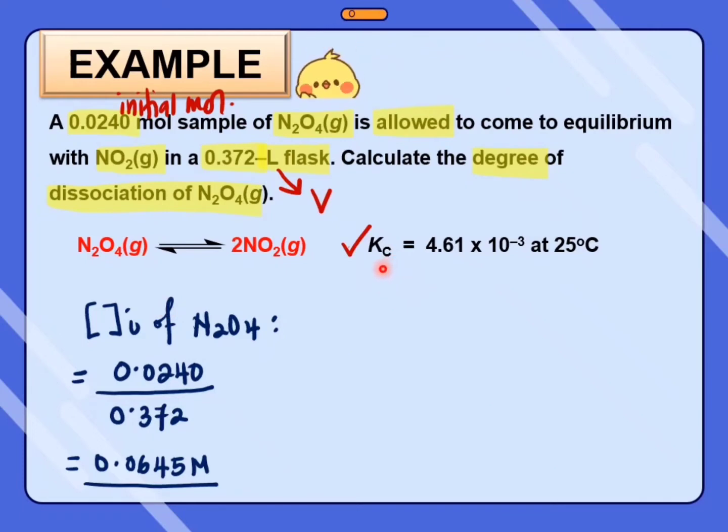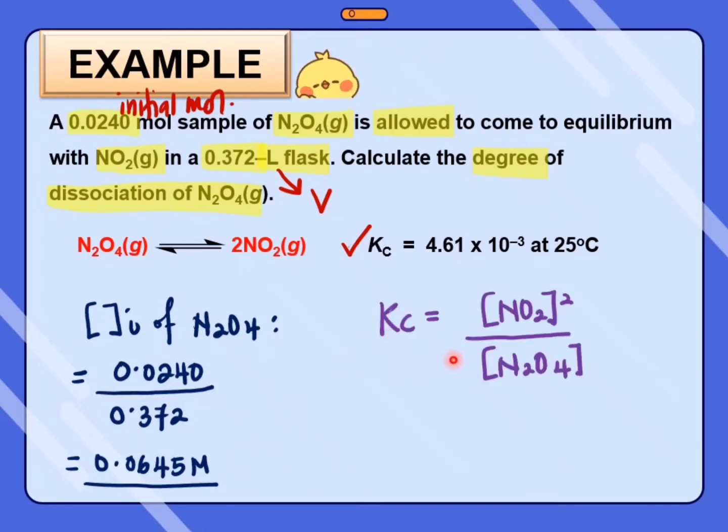So we have the value of Kc here. We can write the Kc expression first before we construct the ICE table. Why do we need an ICE table here? Because we need to calculate the degree of dissociation. In a while you will see why. Okay, here I write the Kc expression first. So this is the Kc expression for this reaction: the concentration of product divided by concentration of reactant.